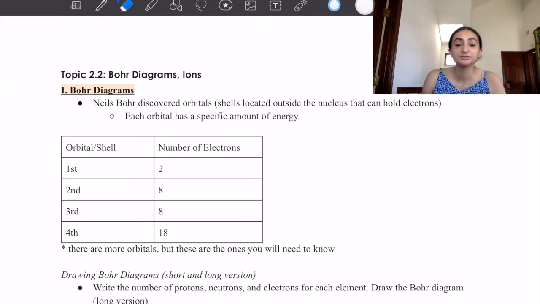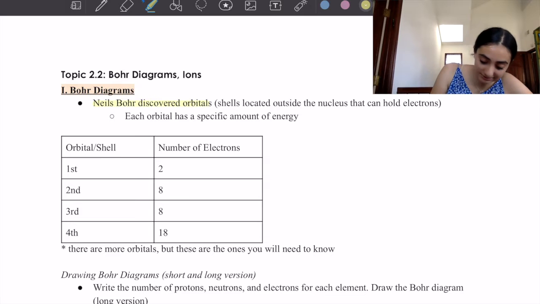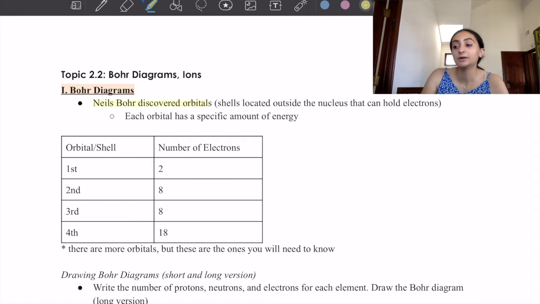Okay, so we are going to start today by talking about Bohr diagrams. And you know from our previous video that electrons orbit outside of the nucleus. And basically, Bohr diagrams are one way of explaining where those electrons can be located in a two-dimensional form. So Niels Bohr discovered the orbitals that an electron is located in, and orbitals are synonymous with shells. Valence orbital is synonymous with valence shells. So you will hear me use those words interchangeably.